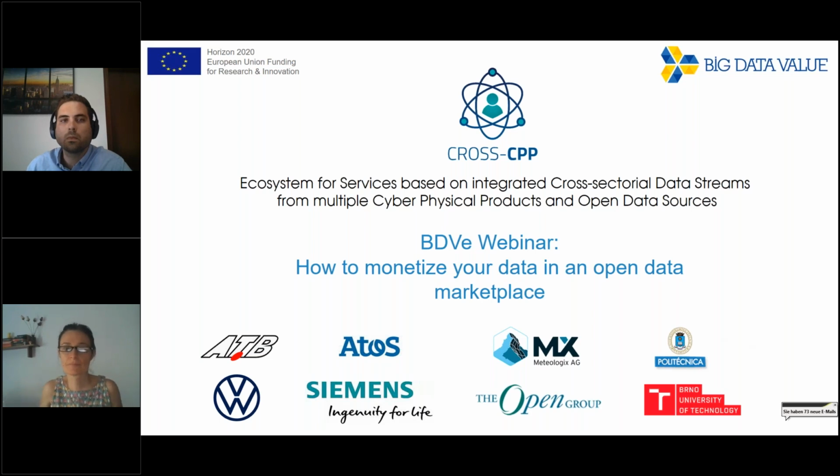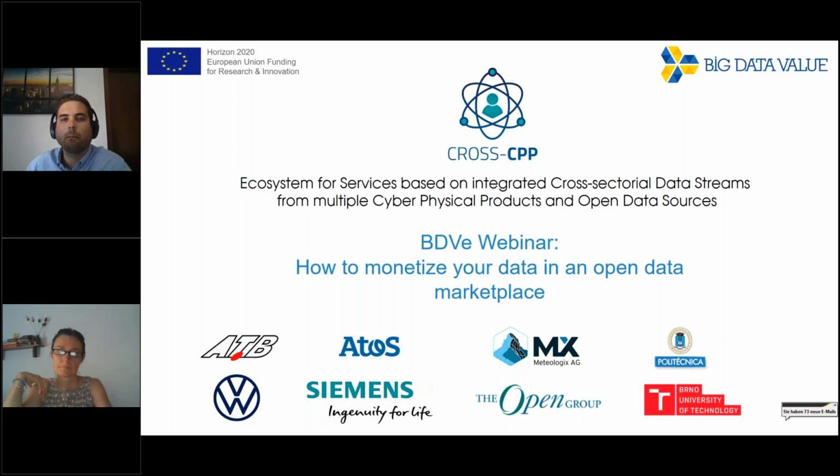As you can see here on the slide, we have 8 partners involved in Cross-CPP. It's a composition of research organizations. It's coordinated by ATB, a research organization located in Bremen, Germany. Then we have 2 big partners responsible for two big roles, the provisioning of data coming from cyber physical systems. That's Volkswagen as well as Siemens.